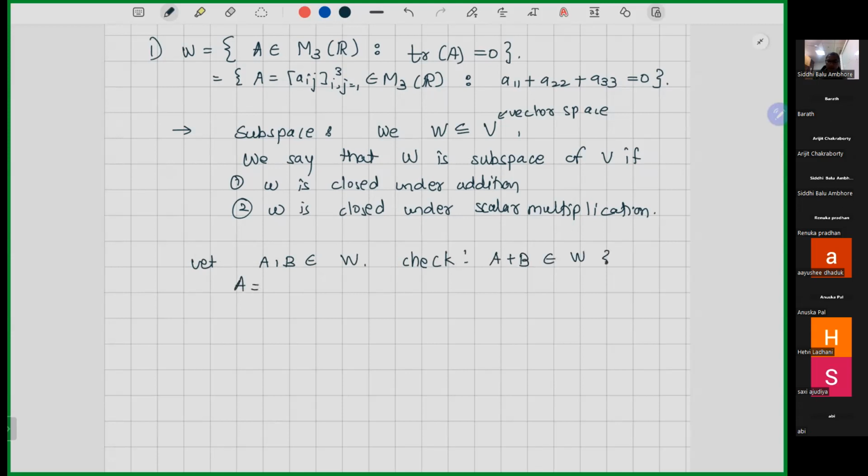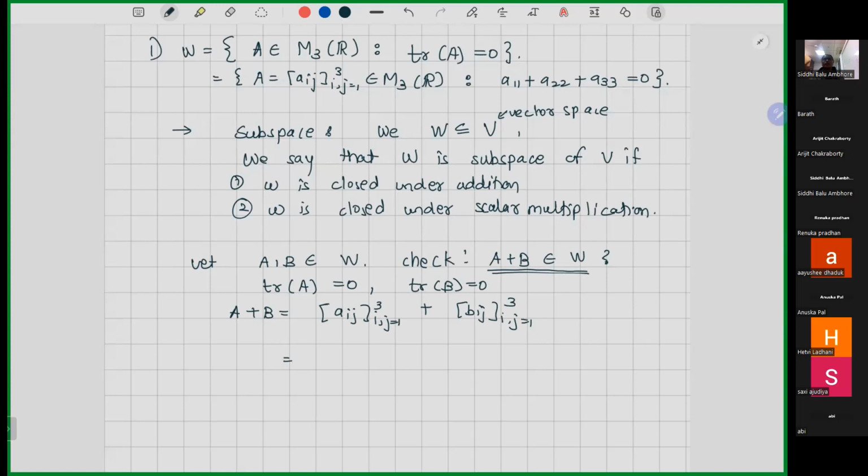So A and B belong to W means what? Trace of A is 0 and trace of B is 0, right? And I want to check for this element A + B, right? So what is A + B? Can somebody tell me what this is? If I write A to be (Aij), i, j from 1 to 3, and B = (Bij), i, j from 1 to 3, then what is this A + B?